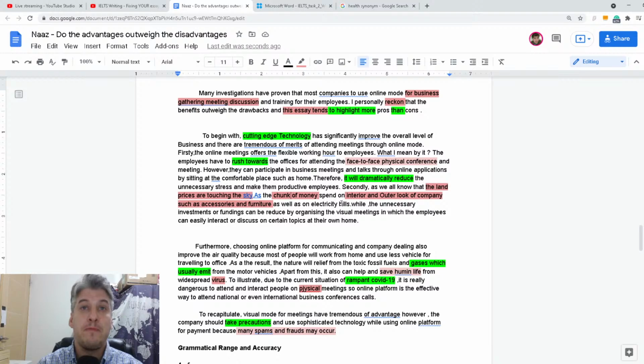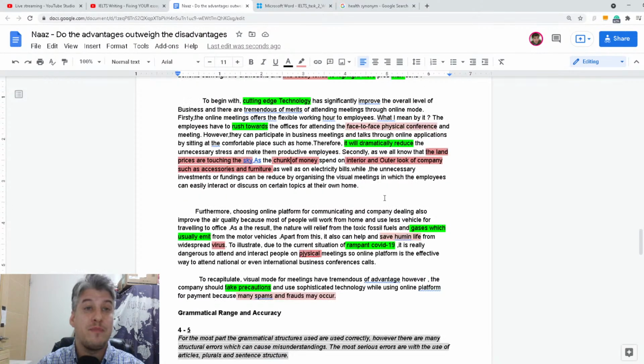The next phrase here, interior and outer look of company such as accessories and furniture. You used interior, I might use exterior instead of outer look. Exterior of a building, for example. It's really just a collocation. Those words sort of sound better together.